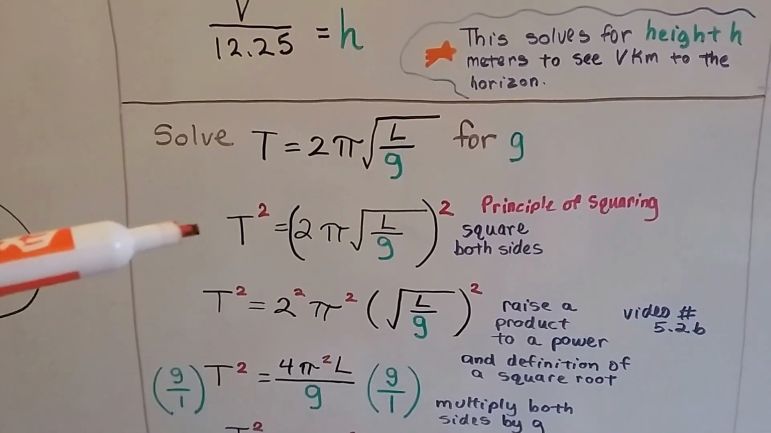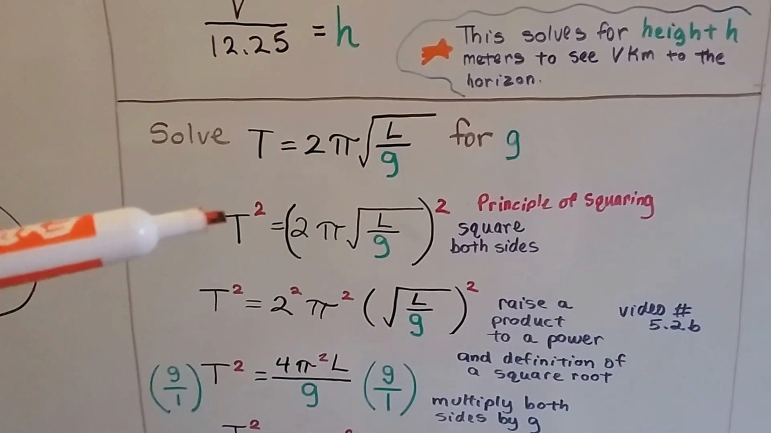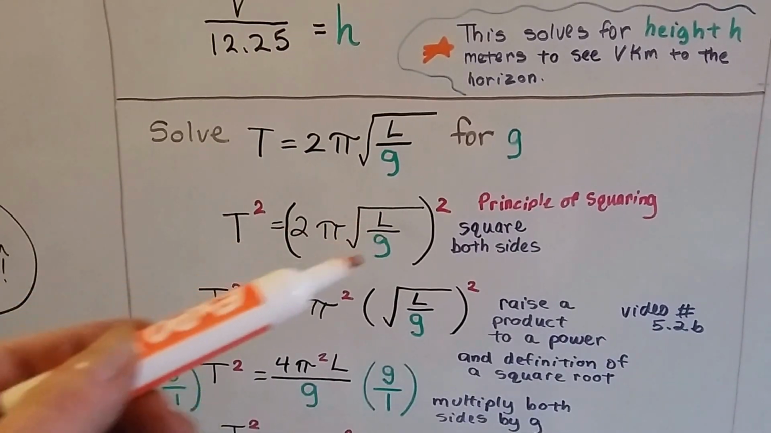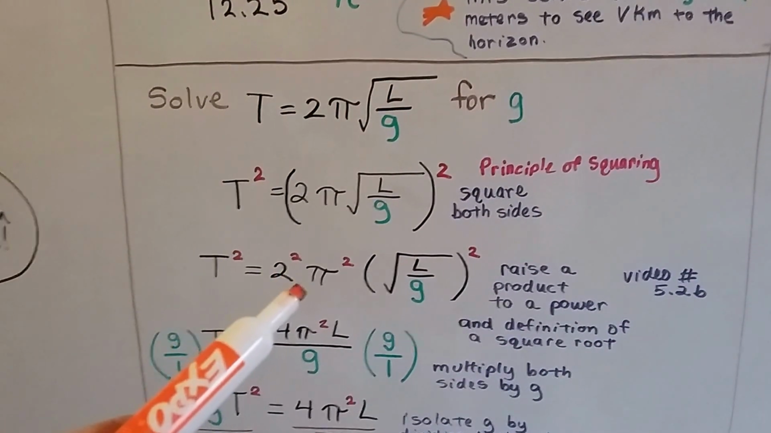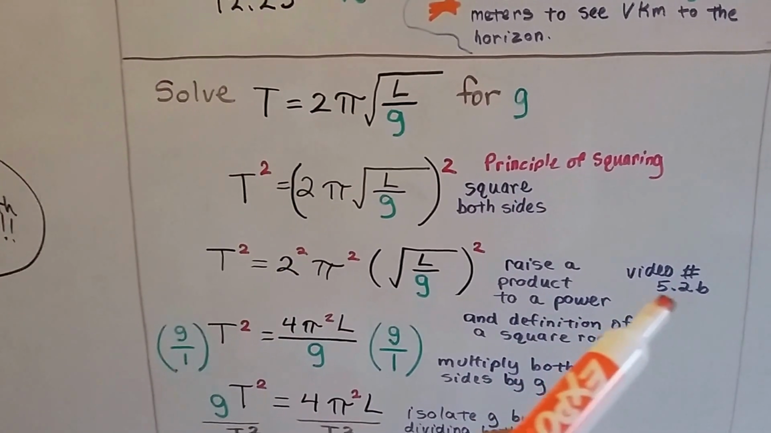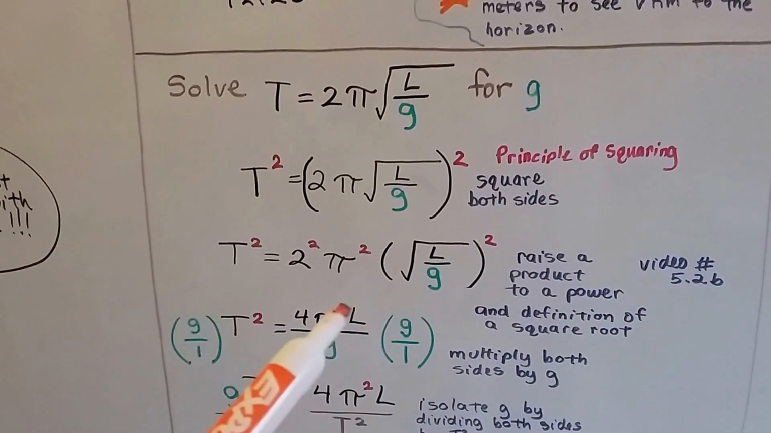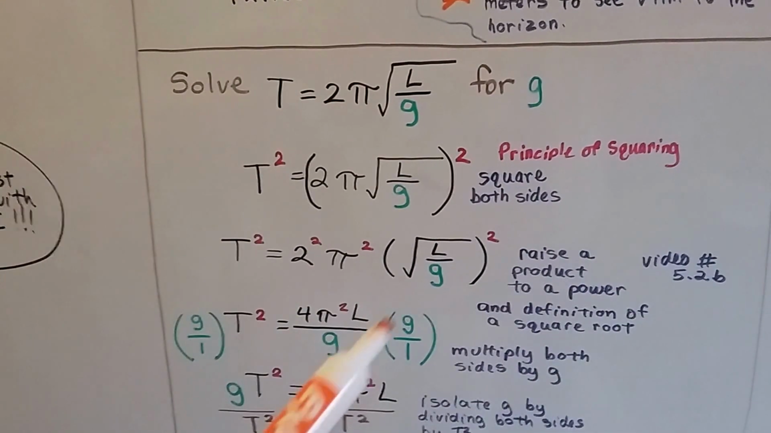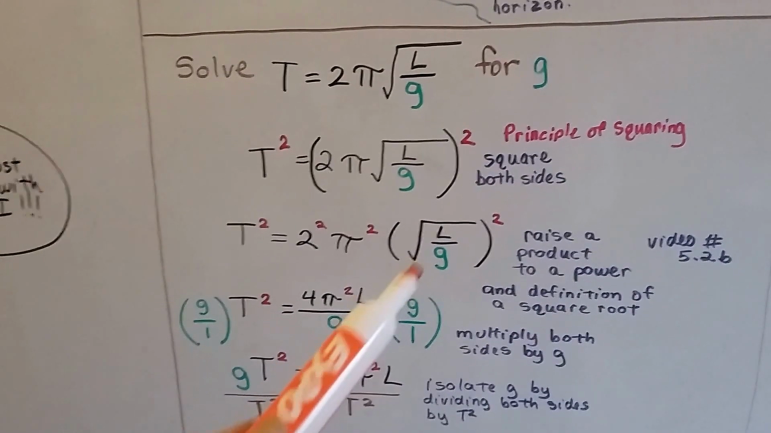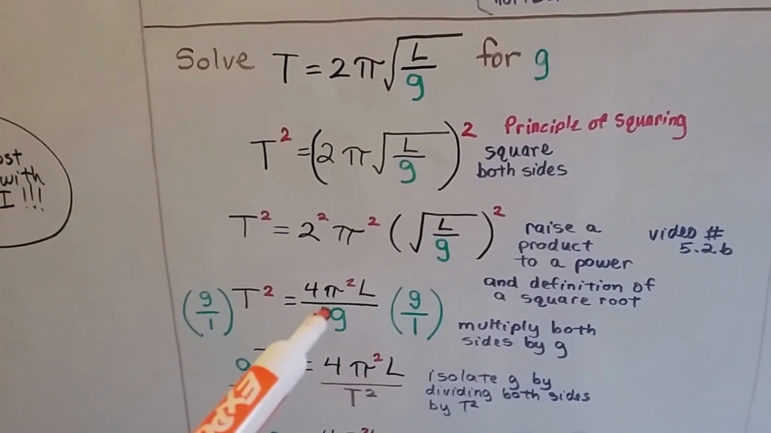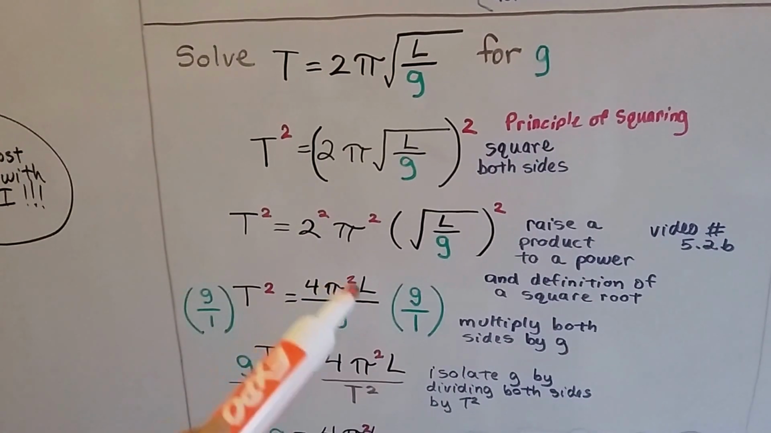So, using the principle of squaring, we square both sides. The t gets squared and this gets squared. And this is raise the product to a power. That's video 5.2b. That was a long time ago in chapter 5. And the definition of a square root, this removes the square root symbol, the radical sign, from the L over g, and we get it like this.